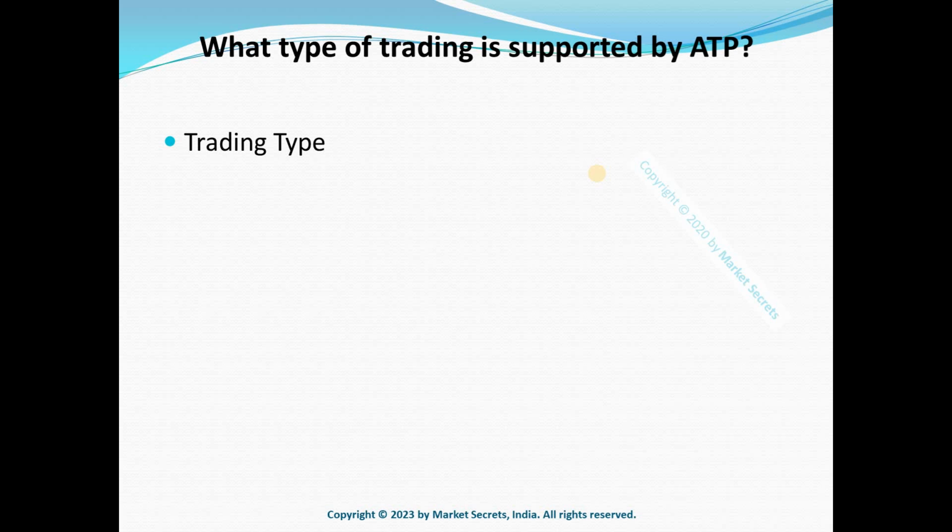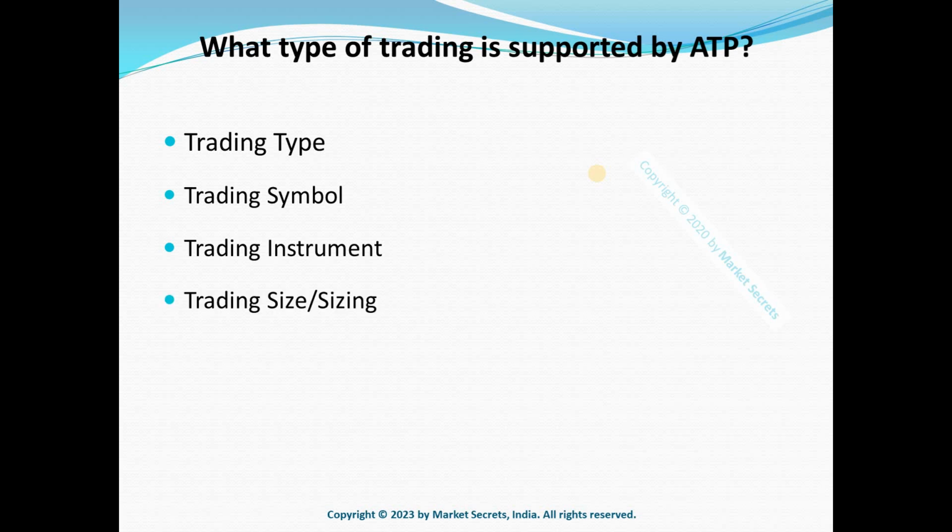So what type of trading is supported by the ATP bot? It's intraday trading. The trading type is intraday, and the symbol we trade on is Bank Nifty. It can be easily made to work on Nifty as well. The instrument we are trading is options, and the trading size can start from one lot to any number of lots. There are no restrictions on that.